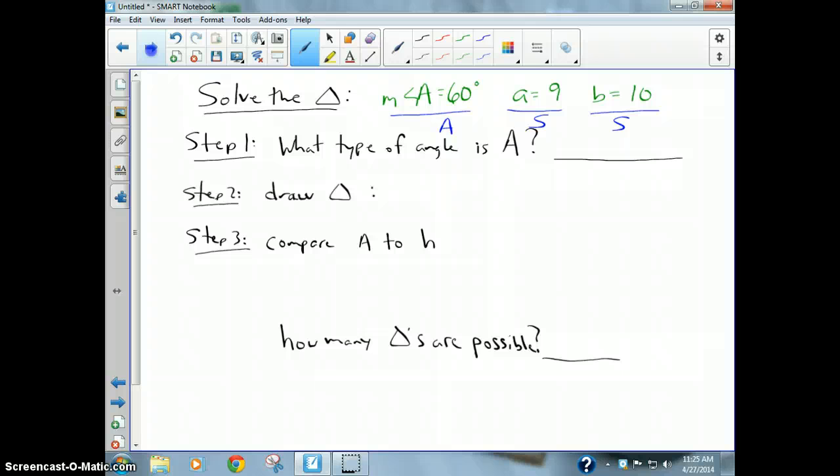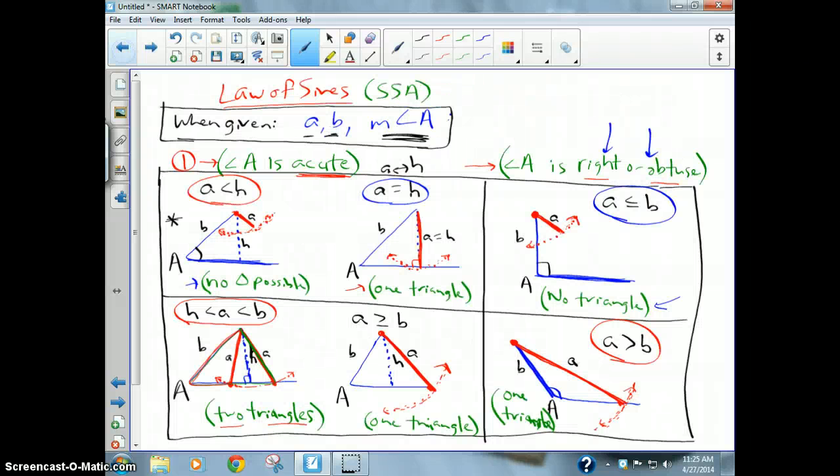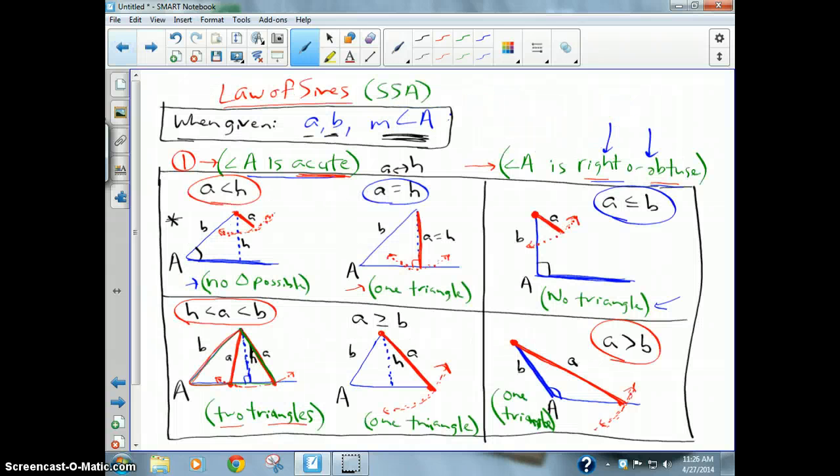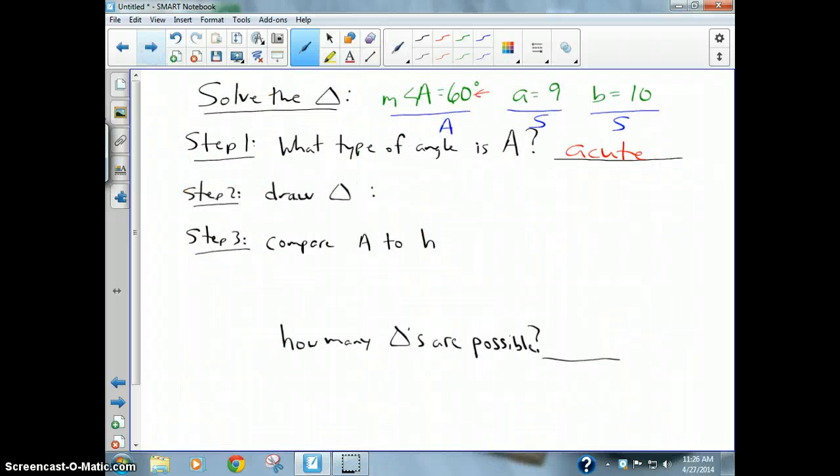But anyhow, step number 1, what type of triangle is A? If I go back a slide, first step, is A acute or is it right or obtuse? Because that tells you which situation you're in. Well, obviously, angle A is 60 degrees, so it is acute. Which means, if I go back a slide, we are dealing with one of these four situations right there. Now we got to figure out which situation you're in. So therefore, let's draw the triangle with what we know.